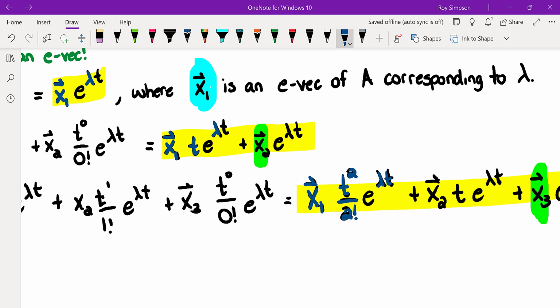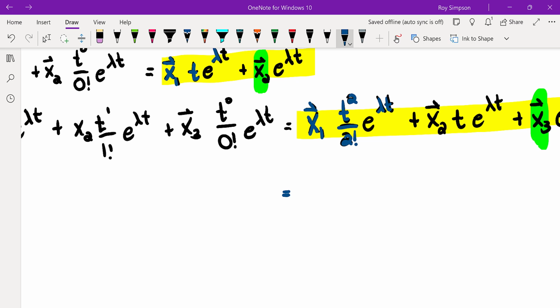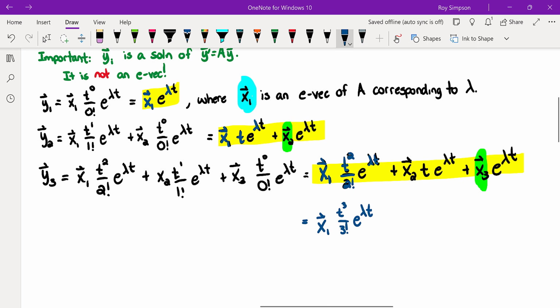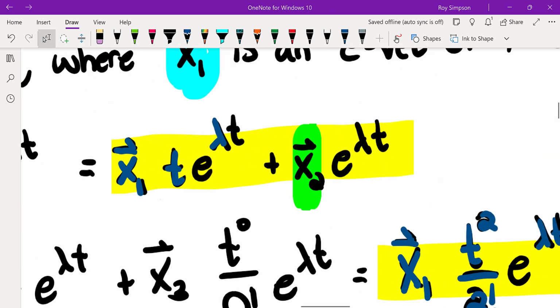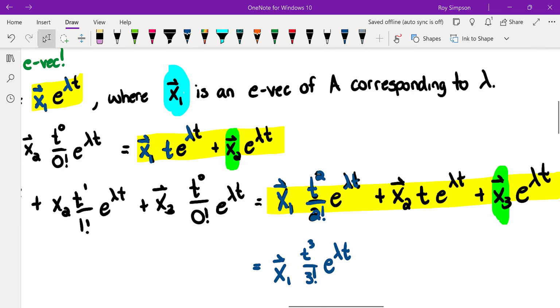If we had another solution, so let's pretend as though lambda was an eigenvalue of multiplicity 4, then the beginning of our next linearly independent solution to the homogeneous system would be x sub 1 as a vector, t cubed over 3 factorial, e to the lambda t. They all have that pattern to start. And then you see that we need an x sub 2 and an x sub 3.